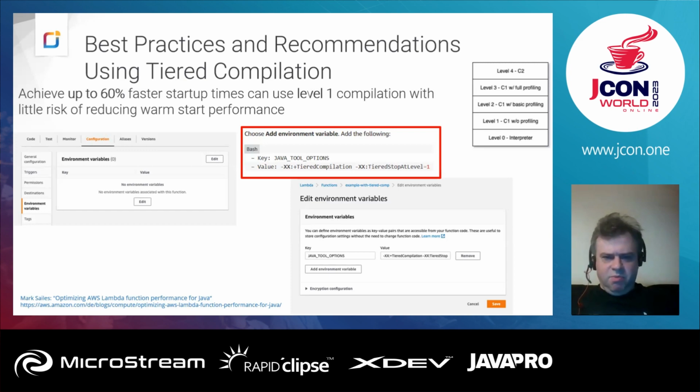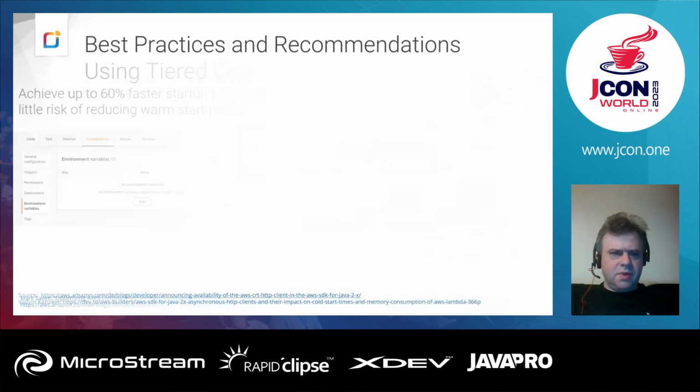So in most cases it's completely enough to provide these options: stop and tiered stop at level 1. So use only tiered compilation. It will speed up the cold start. Maybe you will have less quick warm invocations, but it's really not noticeable. But for the cold start, it's important not to have these processes optimizing your performance that heavily.